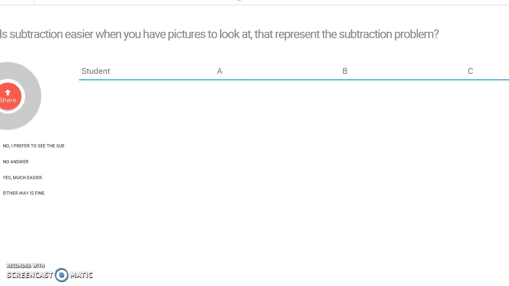Here is a poll that I just put in here to see whether the pictures help students understand the subtraction problems better. So that's just a little bit of an assessment for me to see how I can help them.